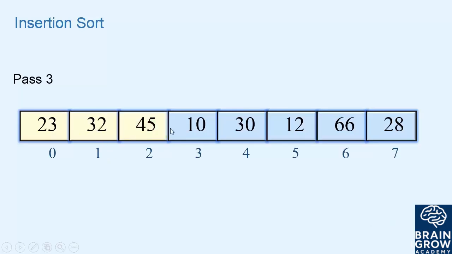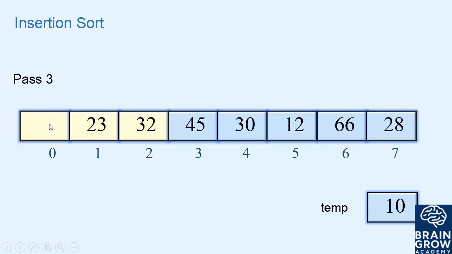Now in pass 3, the first element from the unsorted part is 10 and it has to be placed in this sorted part. Now 45 is greater than 10, so 45 is moved this side. 32 is greater than 10, 32 is moved this side. 23 is also greater than 10, so it is also moved this side and 10 is placed here.